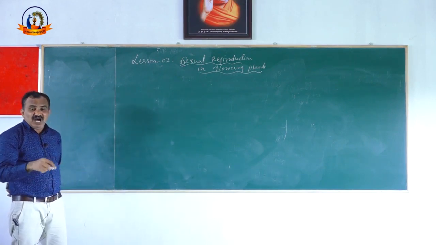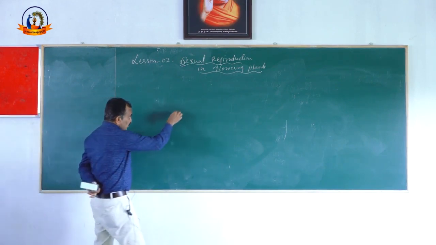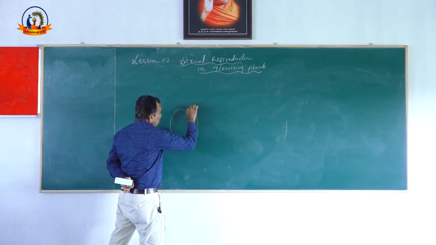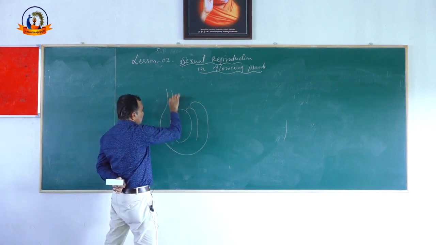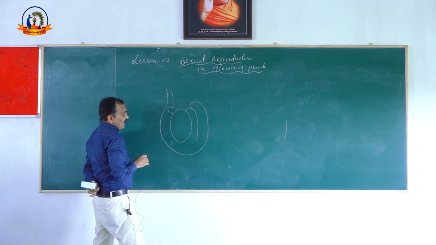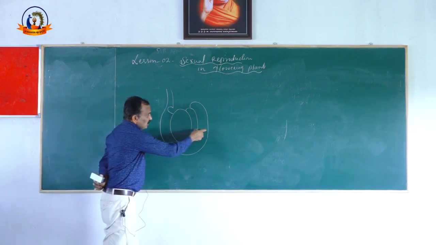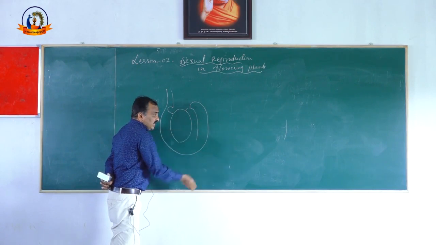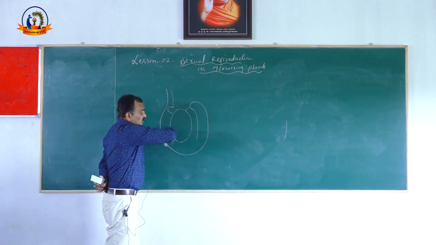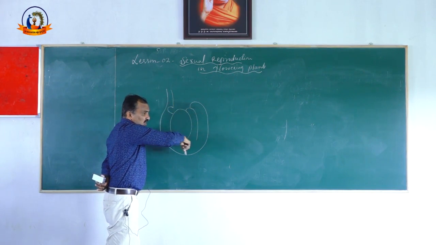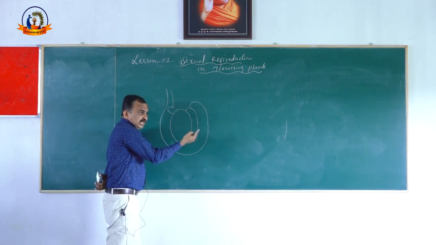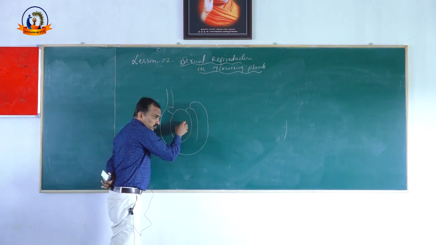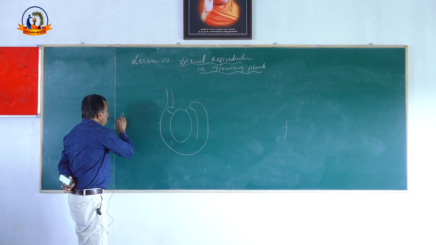Post-fertilization events. See, this is the ovule. After the post-fertilization event, what are these two? These two are integuments. What is the entire structure developed into? The entire structure called the ovule is developed into seed. After fertilization, these two integuments in the ovule develop into the seed coat.